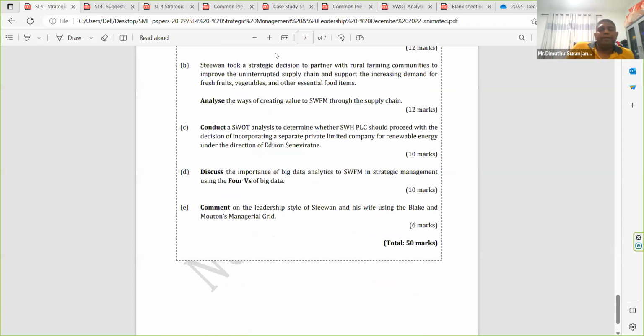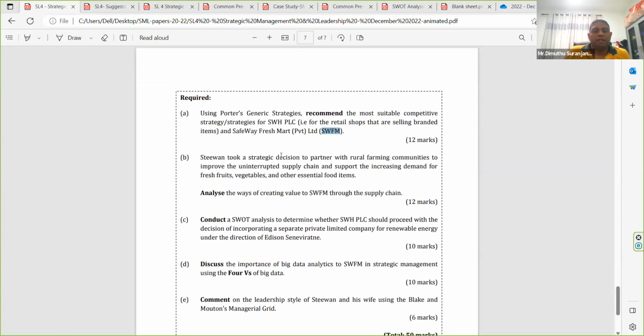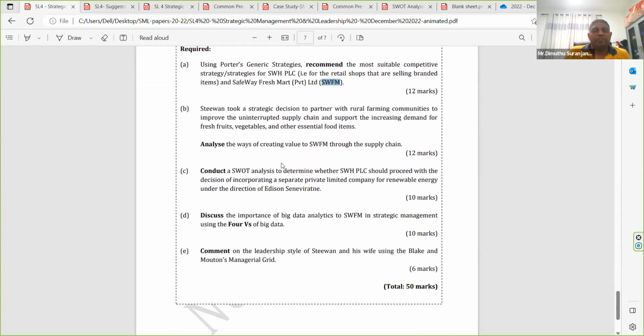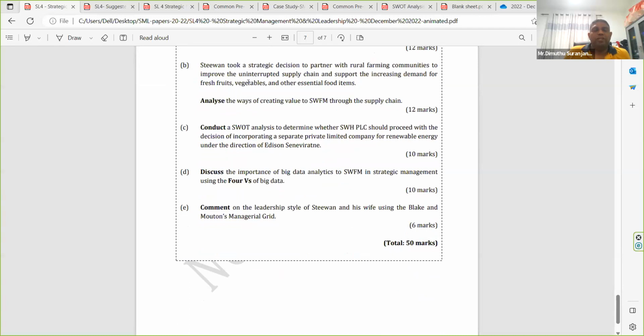Then look at part D. Again, this is more theoretical questions, guys, part D. But A, B, C are more application questions. D is more theoretical questions. Discuss the importance of big data analytics to SWFM strategic management using the 4 V's of big data. You know what the 4 V's of big data are?